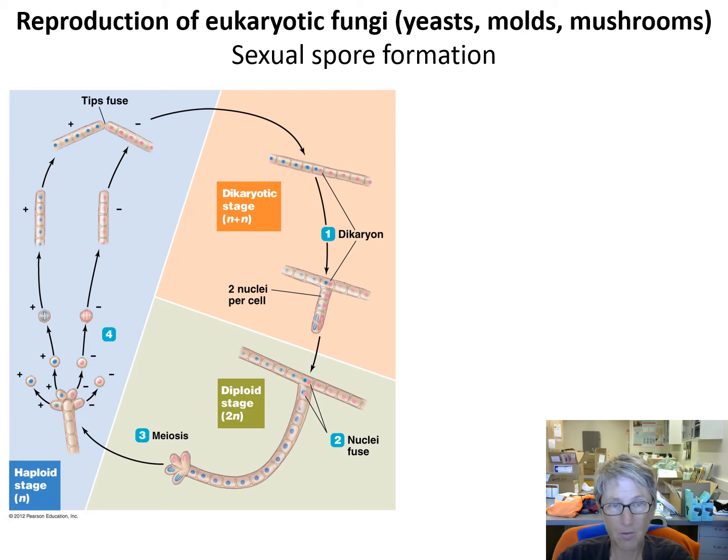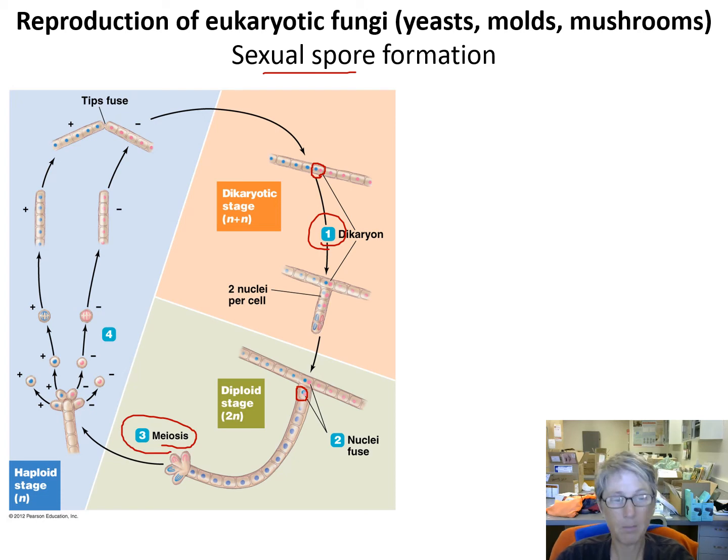Reproduction of eukaryotic fungi. This is a cartoon of sexual spore formation. So in step 1, you have this cell here, and the yeast is called a dikaryon. It means it has 2 sets of nuclei. And then the nuclei will fuse together to go from being a dikaryon to the diploid stage. And then the fungus will undergo meiosis.